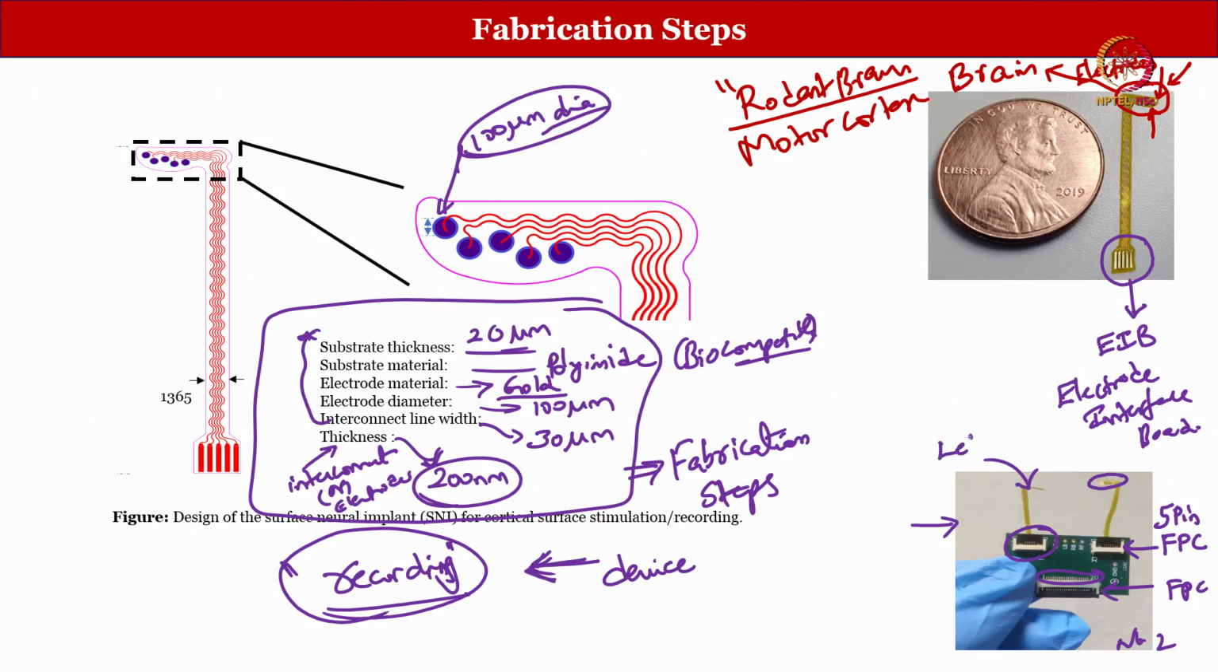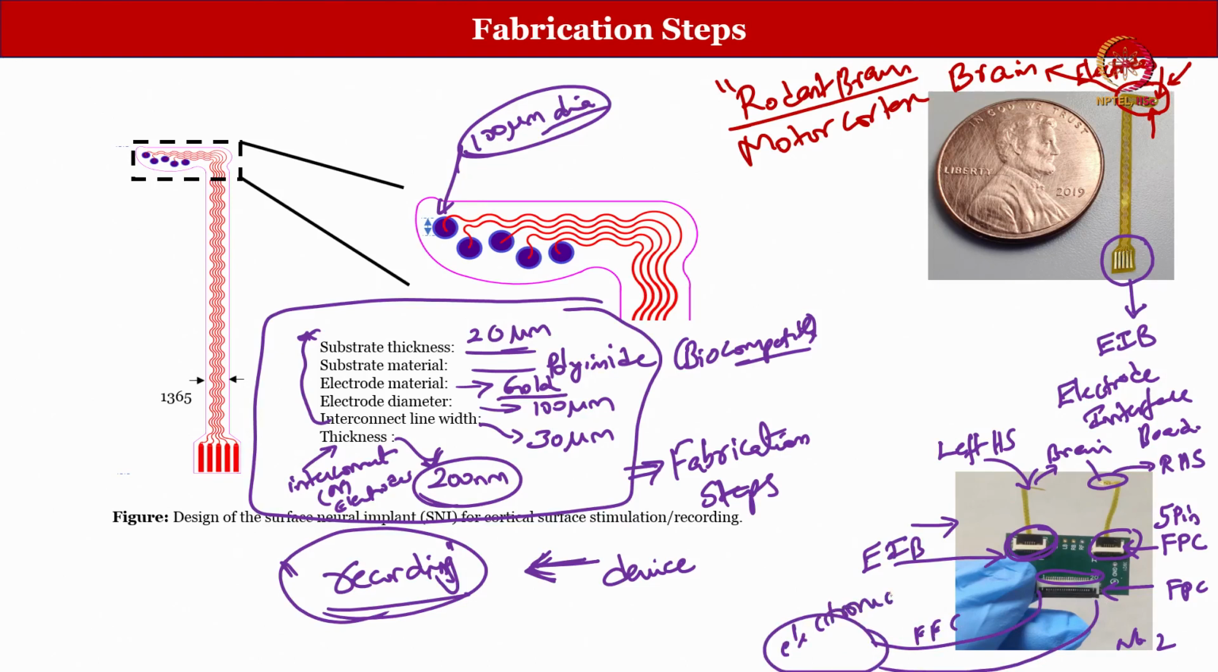This one is on the left hemisphere and this is for the right hemisphere. The electrodes will go to the brain, and the other side will come to the FPC connector of the EIB. Of course this is only the EIB, do not get confused, electrode interface board. From this there is an FFC cable that will connect to the electronic systems. Now what is missing here is just a brain. If you put a rat's brain, then our circuit is going to be complete.